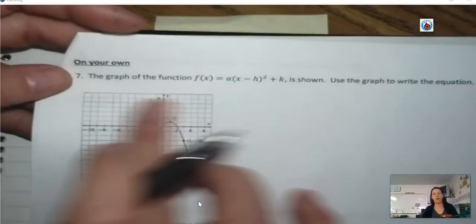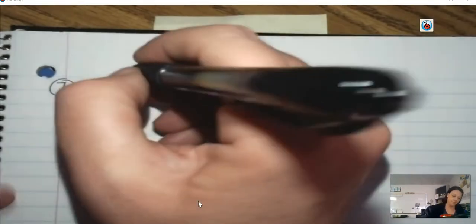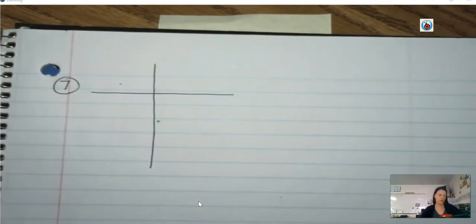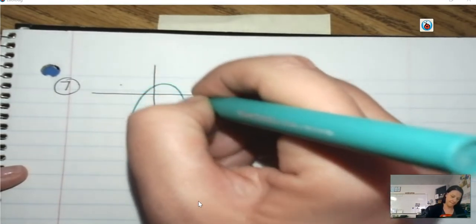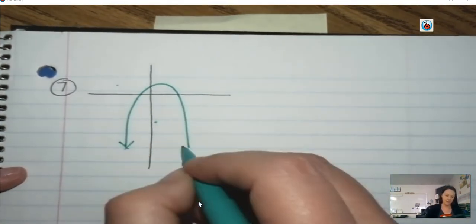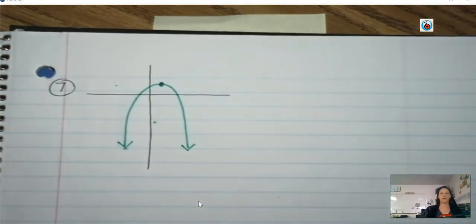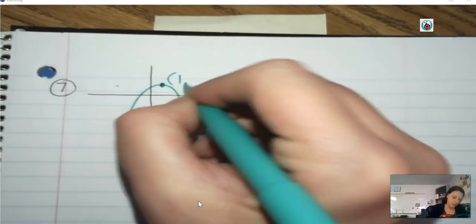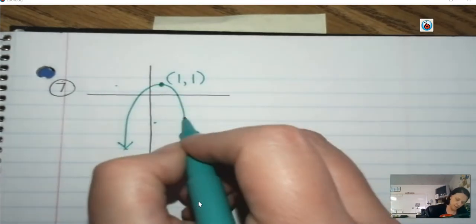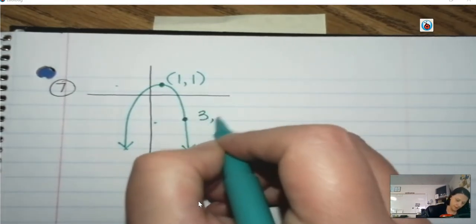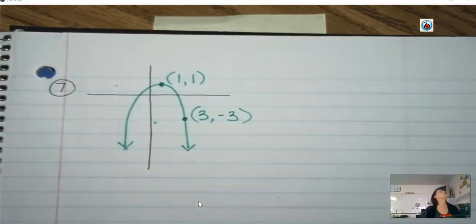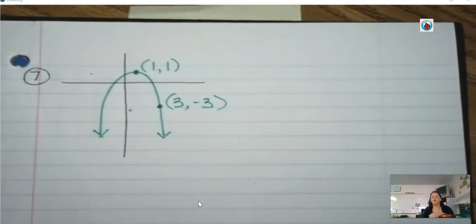Okay, number 7. It's a graph and it just asks you for the equation. So draw a graph kind of like this. But this is 1, 1. And then this point over here will be 3, negative 3. Okay, go ahead and write the equation for this parabola.